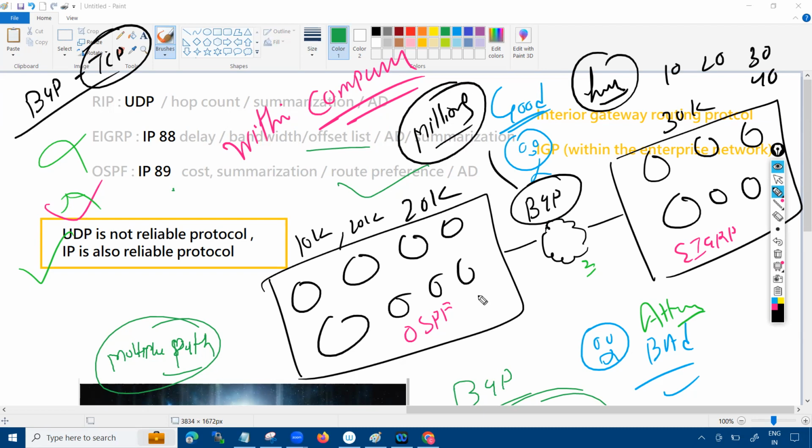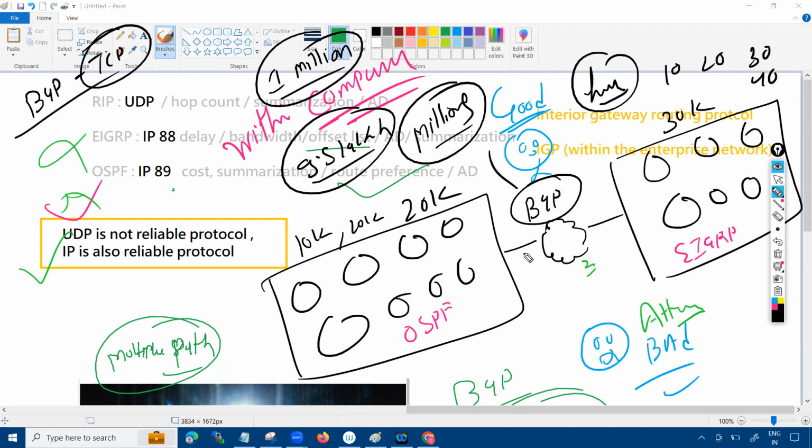I'll tell you one story. About 3 months back, I was troubleshooting a network and I found almost 9.5 lakh routes in the routing table. Those were BGP routes. 9.5 lakh is almost 1 million. Do you really think these routes are handled by OSPF and EIGRP? No. These routes are handled by BGP only.